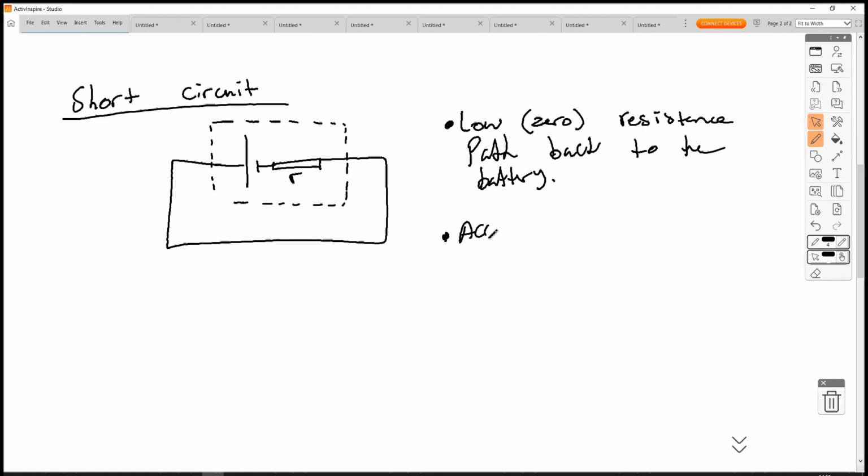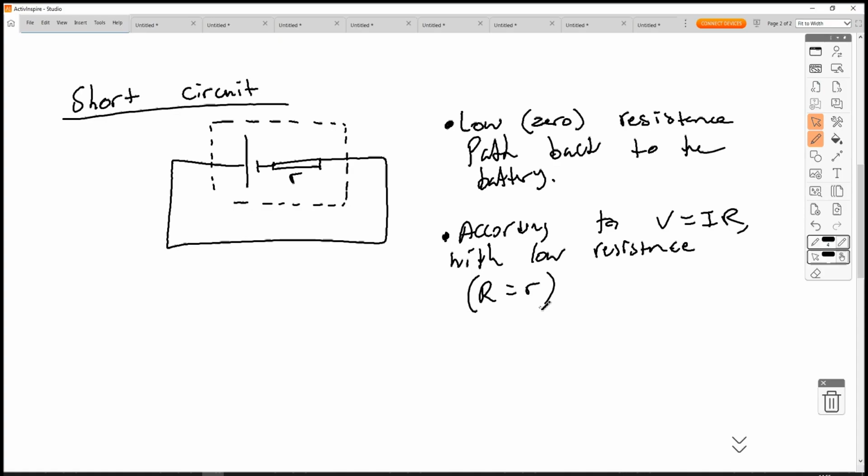According to V equals IR, with low resistance, because now the only resistance in the circuit equals little r, you have large current, and the battery heats up.